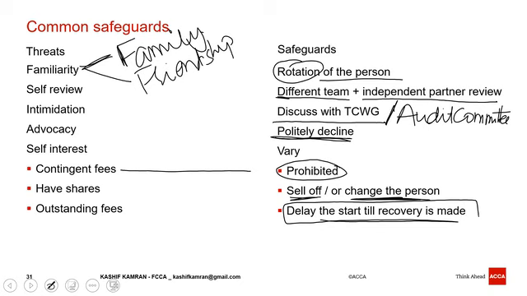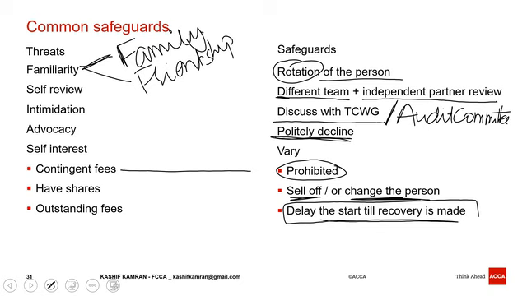Okay, now just before proceeding to the next slide, after these common threats and safeguards, just having a quick look at the question bar. It says, can you kindly say what is TCWG, Muhammad Tariq? Muhammad Tariq, TCWG stands for those charged with governance. Those charged with governance means the directors, the board of directors, and also includes the non-executive directors, particularly the audit committee.